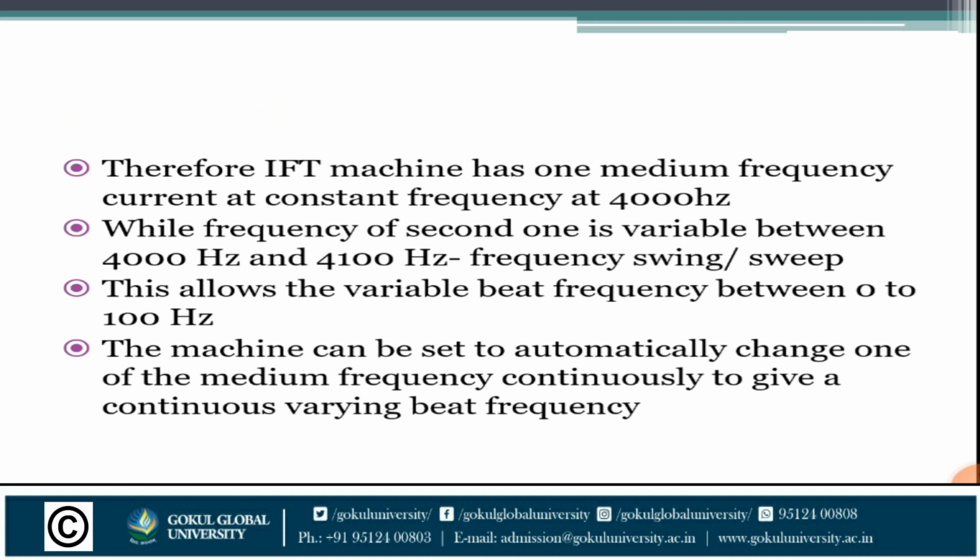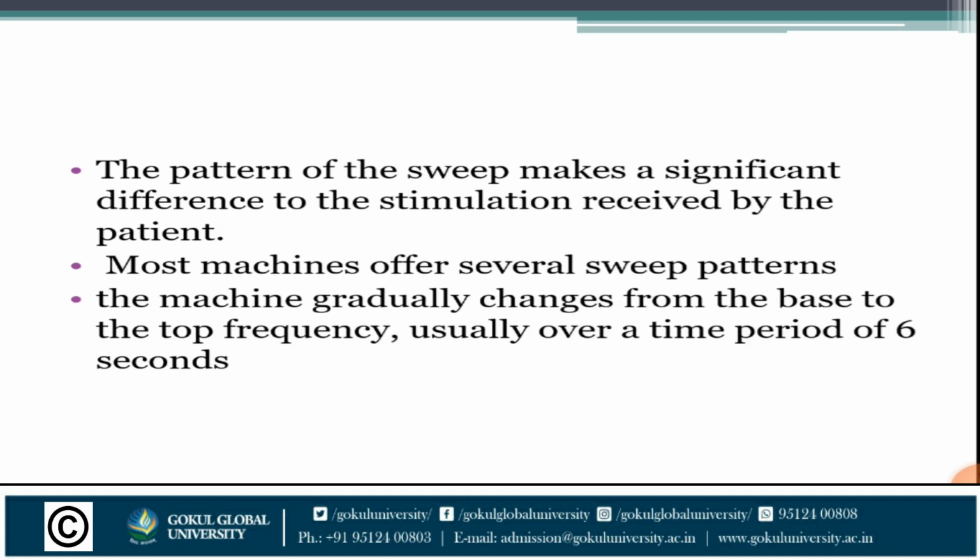Therefore, the IFT machine has one medium frequency current at a constant frequency of 4000 Hz, while the frequency of the second one is variable between 4000 Hz and 4100 Hz. This frequency is a swing, or you can say a sweep. This allows the variable beat frequency between 0 to 100. The machine can be set to automatically change one of the medium frequencies continuously to give a continuously varying beat frequency. The pattern of the sweep makes a significant difference to the stimulation received by the patient.